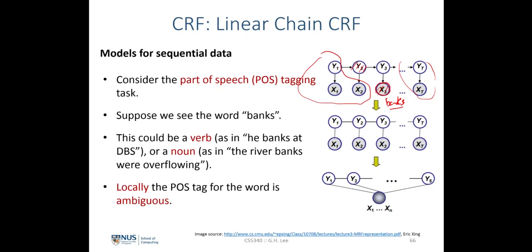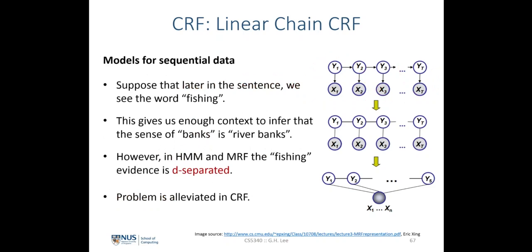But in the case of a conditional random field, we have a global knowledge. That means that we see all the others when we do an inference for every part of the text.